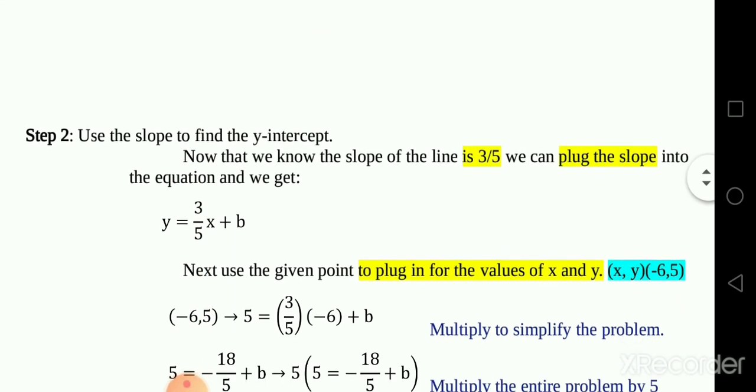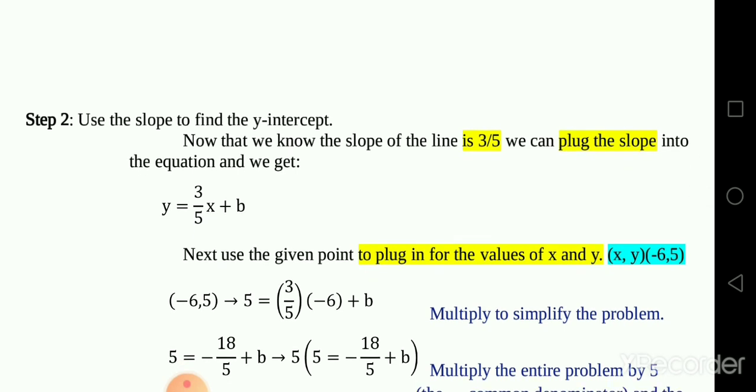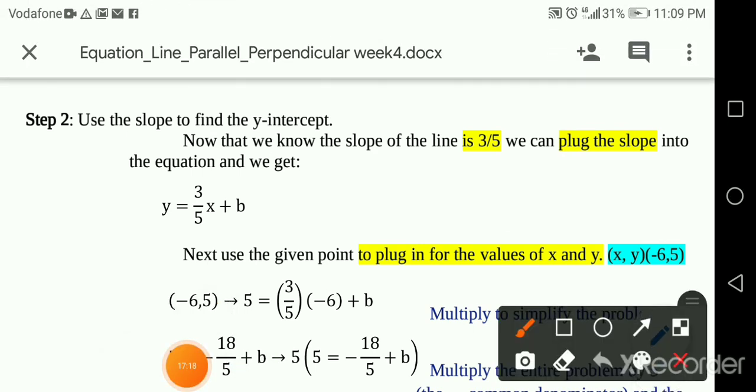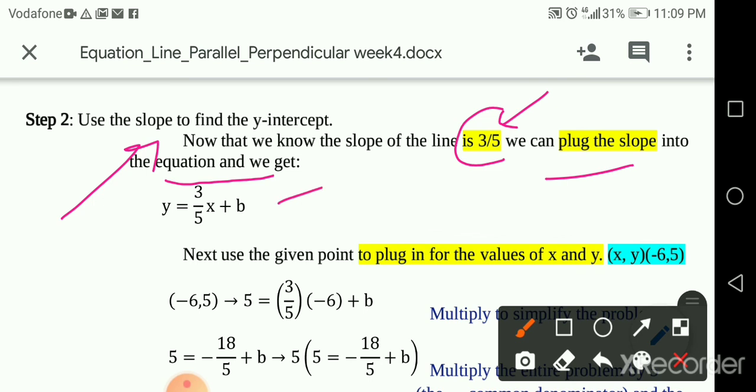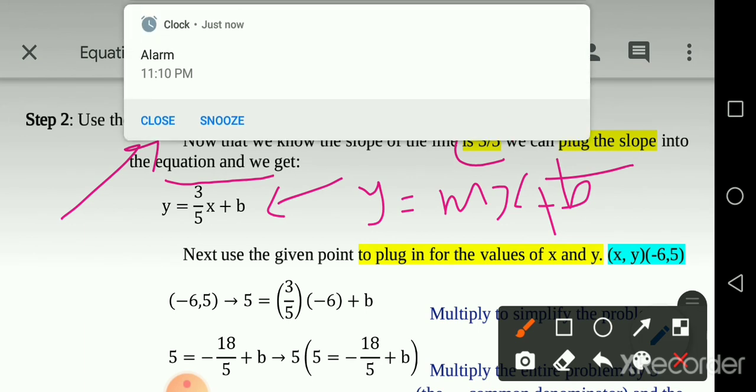In step 2, we haven't finished yet. After you find the slope of the line which is parallel to the first line, what should I do? Use the slope to find the y-intercept. I have the slope of the line, 3/5. We can plug the slope into the equation: y equals mx plus b. Easy one.